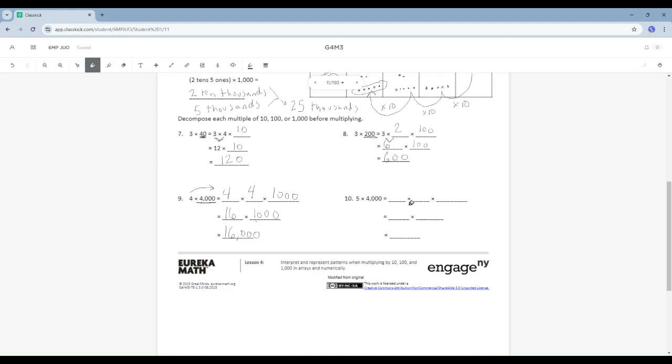And last but certainly not least, 5 times 4,000 would be broken down into 4 times 1,000. 5 times 4 is 20. This times 1,000 comes down, and 20 times 1,000 is equal to 20,000.